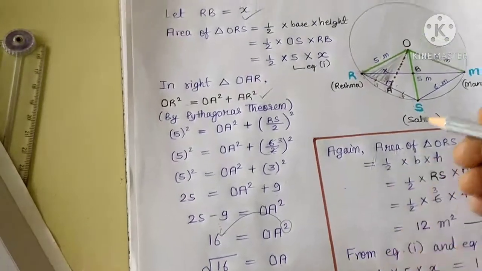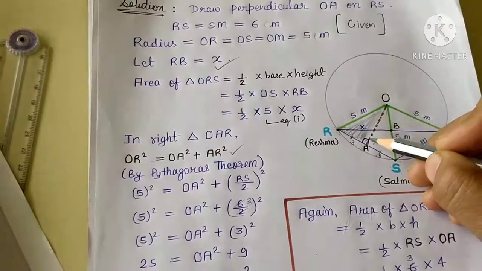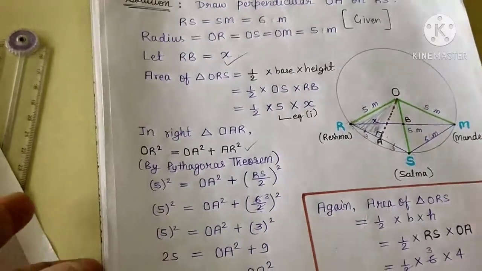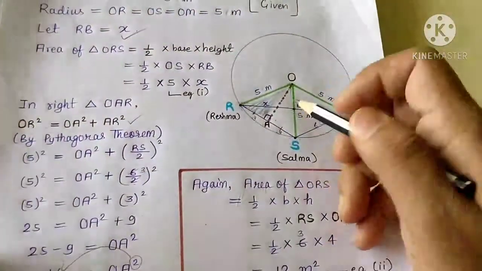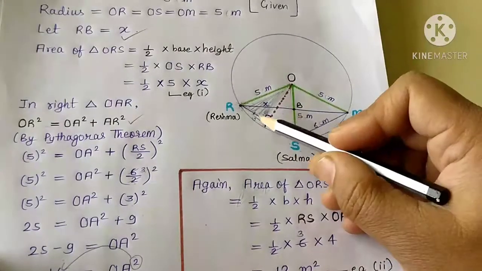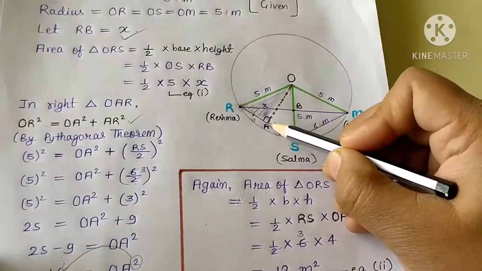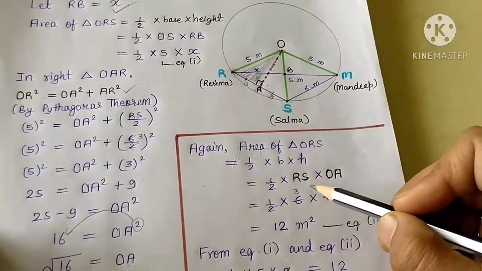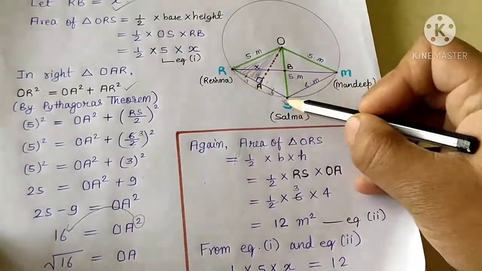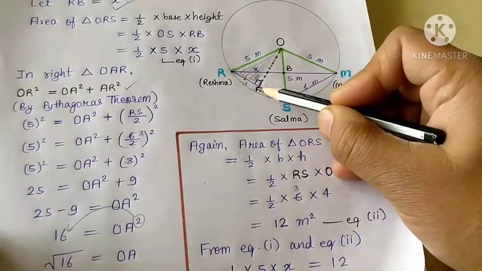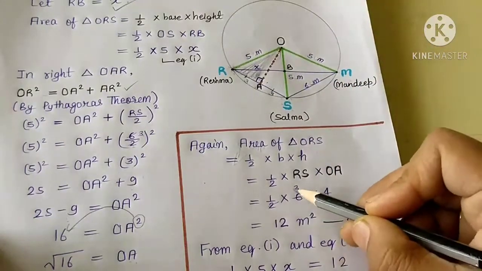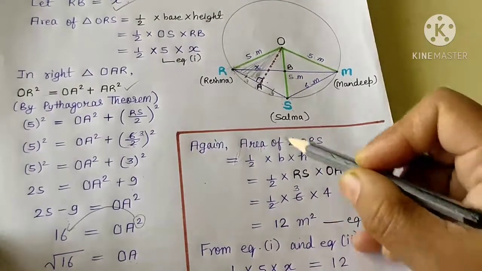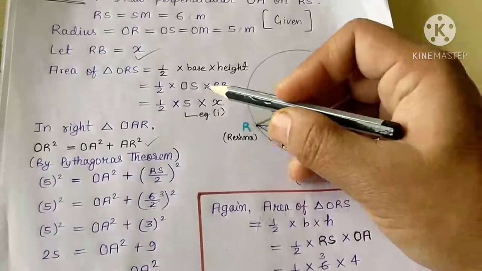Therefore OA equals 4 meter. It means we got this line, the length of this line OA, the brown constructed line: 4 meter. Now once again we are taking triangle ORS, and this time we are taking base as RS and height as OA, because we just found OA equals 4 meter. So half into base into height, half into RS into OA. RS is 6, and OA is 4 meter. So 2 3s are 6, 3 4s are 12. So we got the area of triangle ORS as 12 meter square.